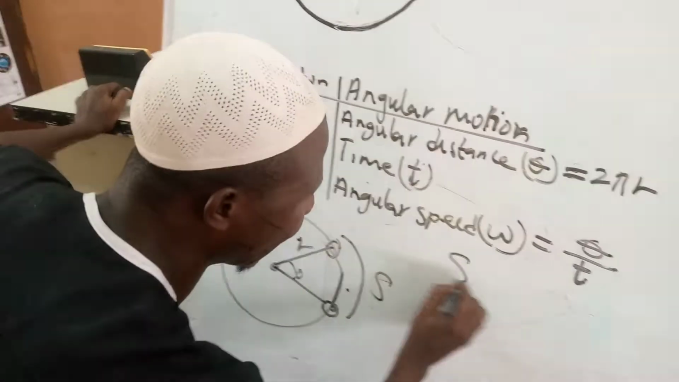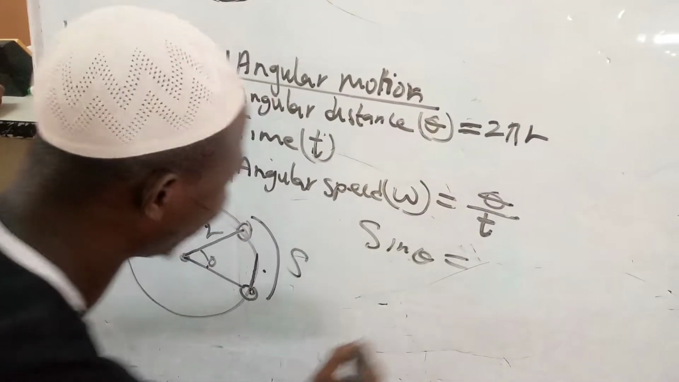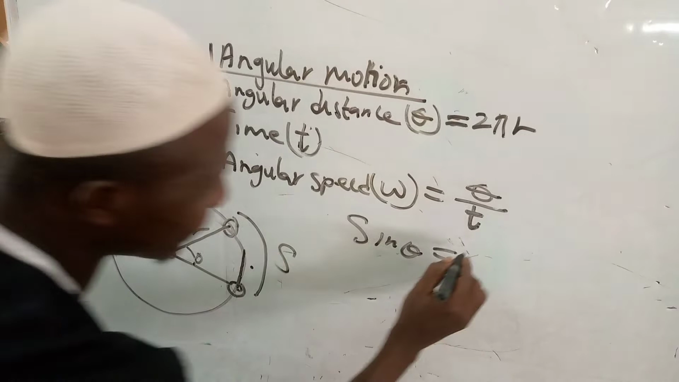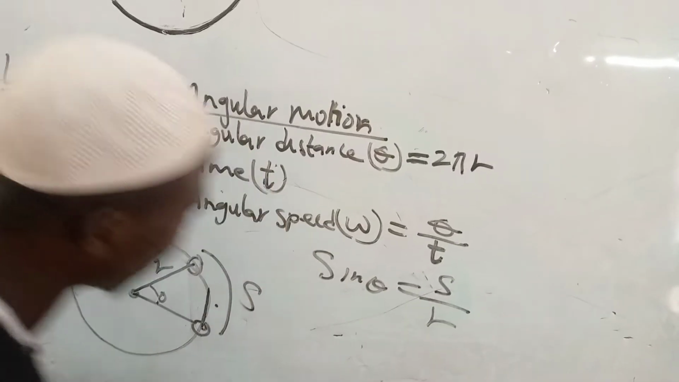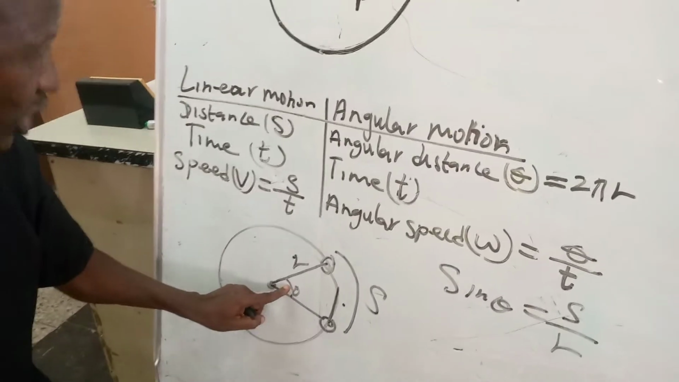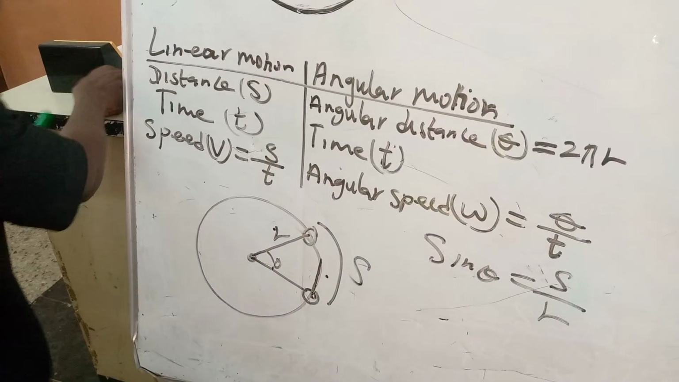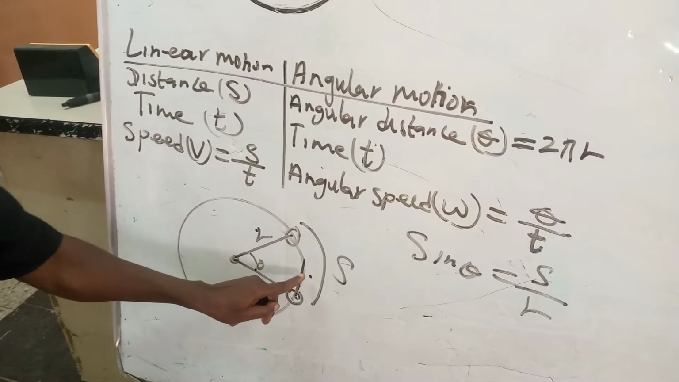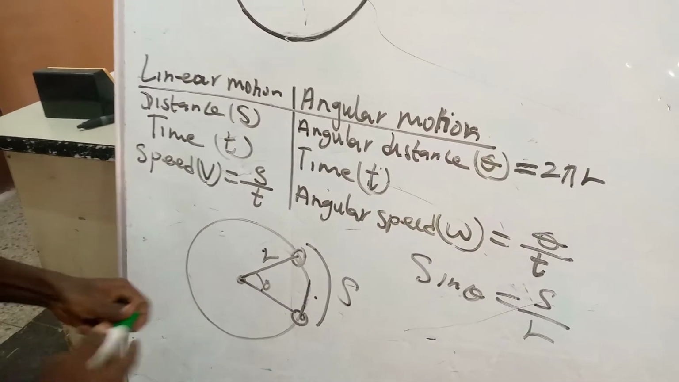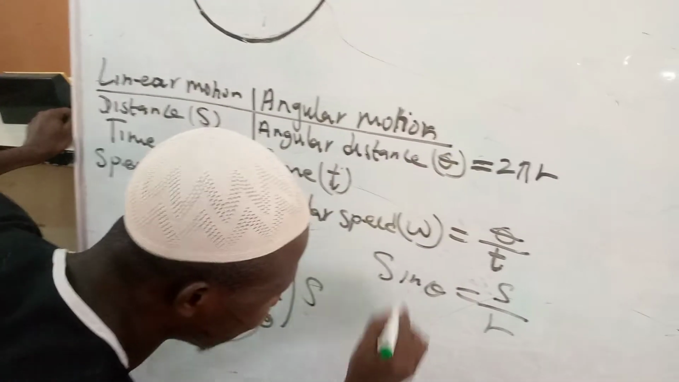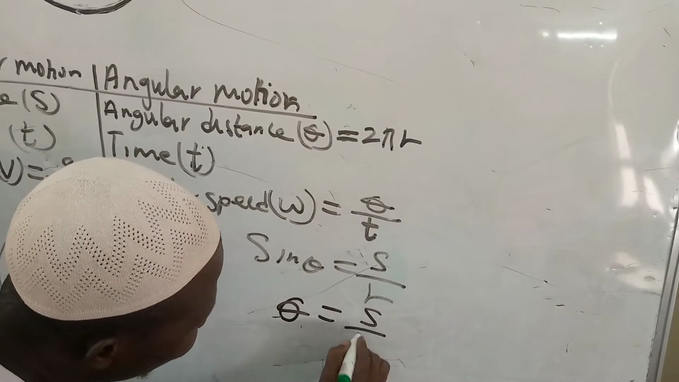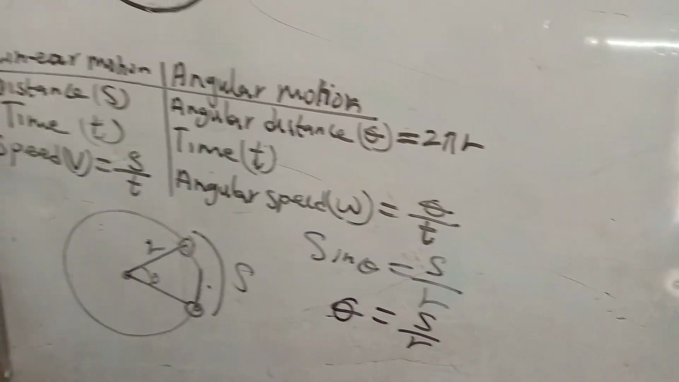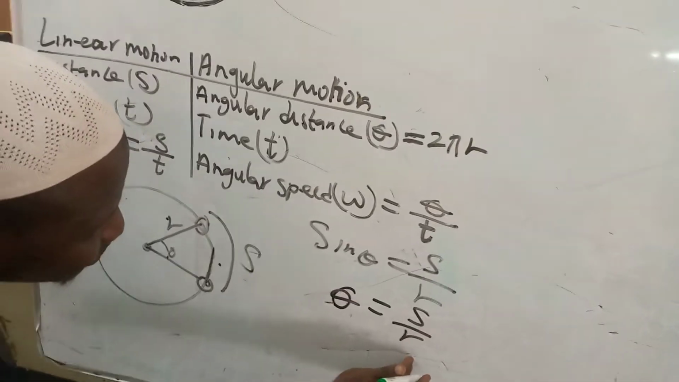Therefore, sin theta from the diagram will give you opposite, which is distance x, over hypotenuse, that is r. When the angle is very small, the sine of the angle will give you the same value as theta. Therefore, theta is equal to x over r.